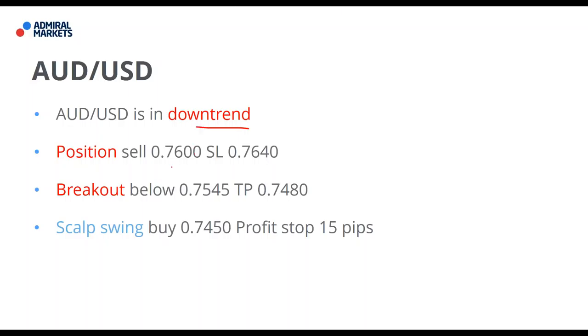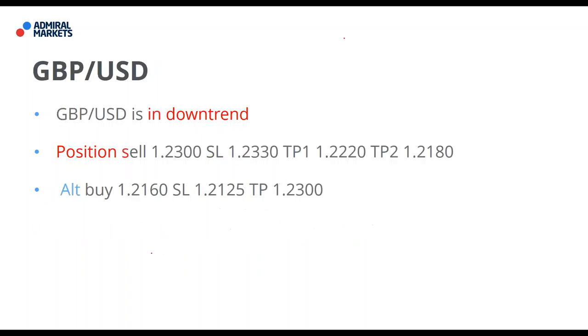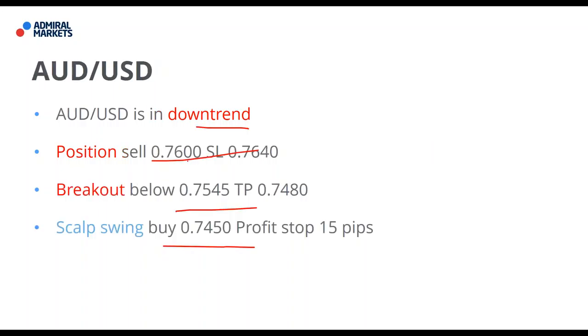Australian dollar is in downtrend, a sell position here, breakout below, scalp swing buy. Definitely very, very, well, there is no position sell. How come? TP, okay. Yes, I forgot to put TP. Well, guys, TP for positional sell is this. This is TP1, this is TP2.